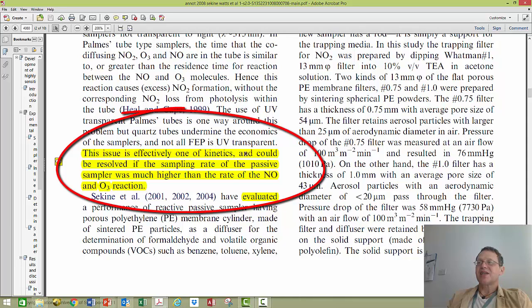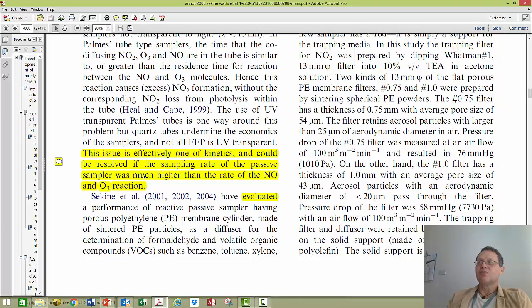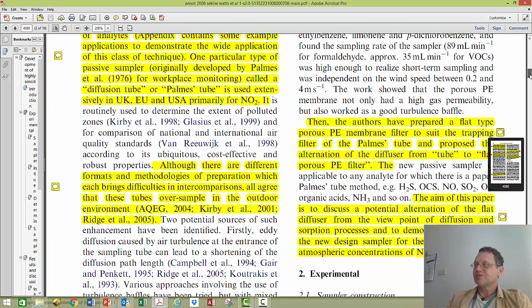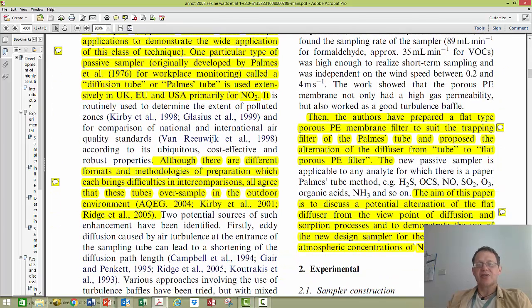This issue is effectively one of kinetics and could be resolved if the sampling rate of the passive sampler was much higher than the rate of the NO3 reaction. Okay, so we're setting up what we've currently got and what we would want. So the leverage of those two things is what we use to describe the need. The task. So what have we done to try to bridge that gap?